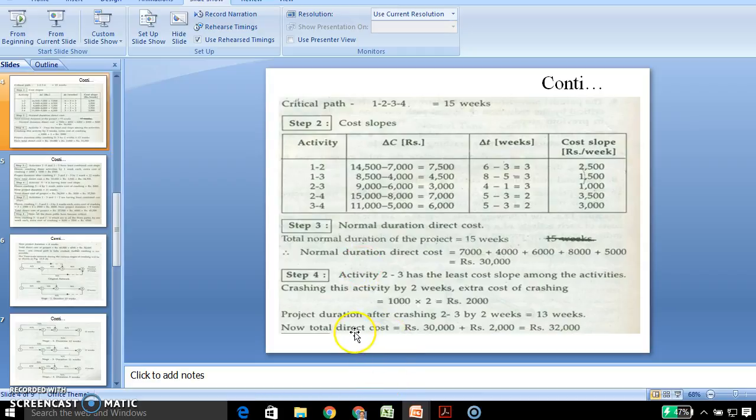And now we should find the total direct cost. The total direct cost we obtain as rupees 30,000 plus the crashing cost we have calculated, 2,000, which is 32,000.